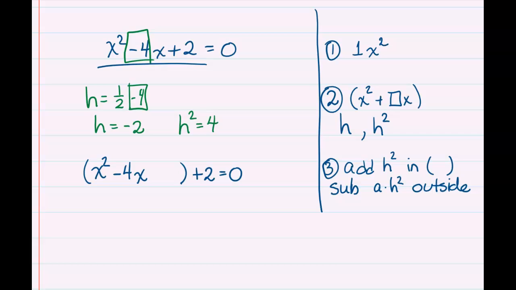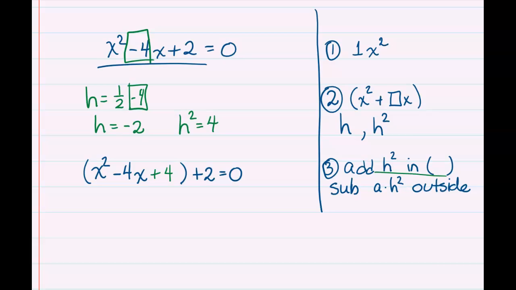We said we needed to add h squared inside the parentheses. So h squared is 4, so plus 4 here. And what this does is that it makes this a perfect square trinomial. That's what it means by completing the square. You're making, or completing, the perfect square trinomial.